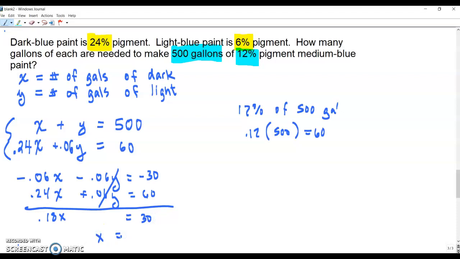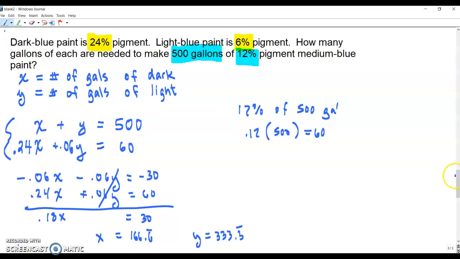And then x must be, need a calculator, 30 divided by 0.18 is 166 2/3, or 166.6 repeating. So then what's y? Well, y is 500 minus 166.6 repeating. So y is 333 1/3. So if I want 500 gallons of 12% medium blue paint, I need to use 166 2/3 gallons of the dark, 333 1/3 gallons of the light.